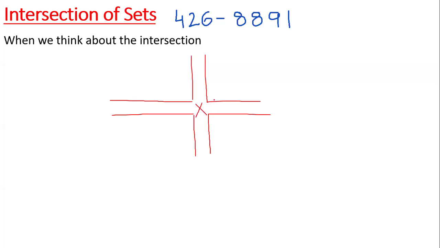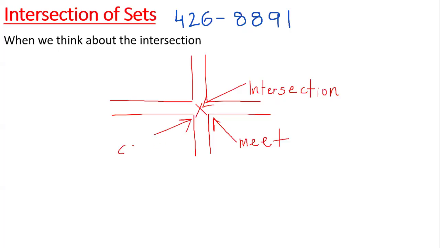Right here is the intersection, yes or no? Yes, sir. Now, when we say intersection, this is where all of the parts connect. Meet, good word. That's where all the parts meet or where all the parts connect. Okay, that's what I mean by intersection. It's where all the parts meet, where all the parts connect.